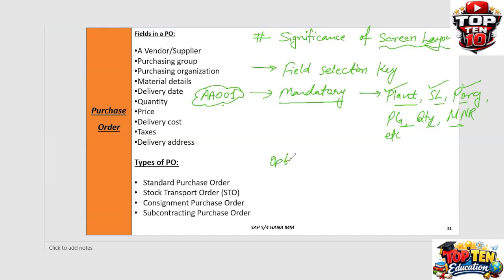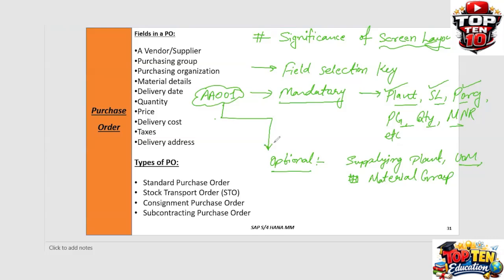Second, optional, such as supplying plant is optional. I'm just taking the example, nothing else. Okay. Unit of measure, optional. Unit of measure is done. Material group is optional. So what will I do? In the same dummy field selection key, I will make a few fields as optional.